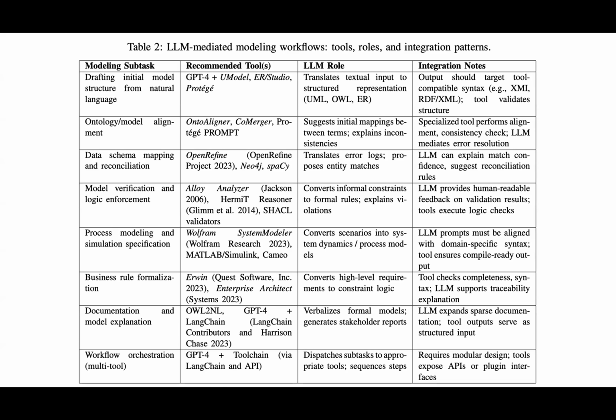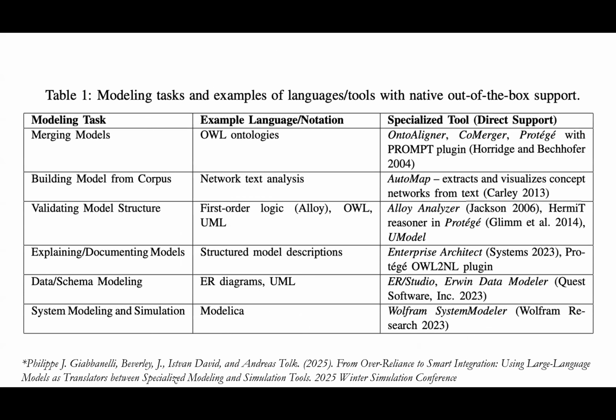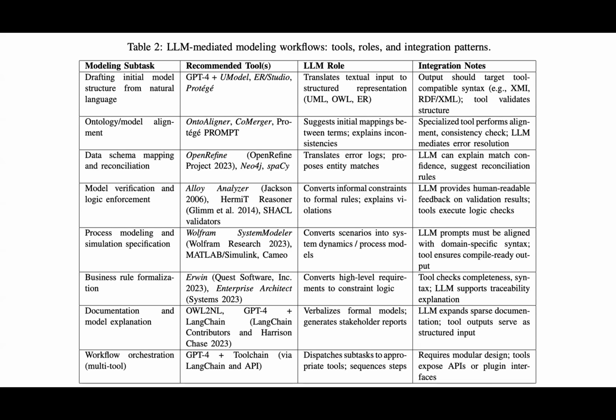So recommended tools: Alloy, HermiT, SHACL validators. These are useful. I find them very useful when I'm thinking formally about modeling phenomena. The LLM role here, on the fourth from the top, converts informal constraints to formal rules and explains violations. So LLMs are not good at logic. They're terrible. They suck. And you can get them to say whatever you want, basically. Plenty of examples in my lectures if you want to go on GitHub and see. You can get them to say whatever about logic.